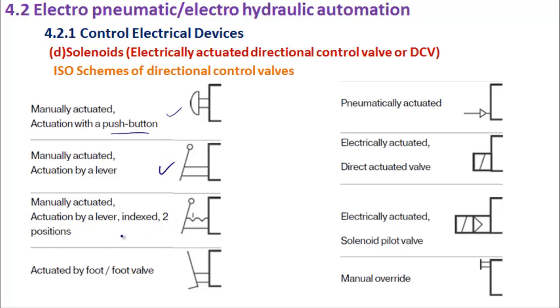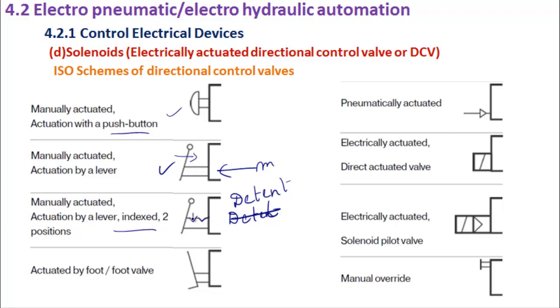Now, when we are having indexed or detent, remember detent, D-E-T-E-N-T. Here how many detents are there? There are 2 detents, one detent and second detent. So when you push the lever, if there is a spring attached here, the spring will push this back when you release the lever.